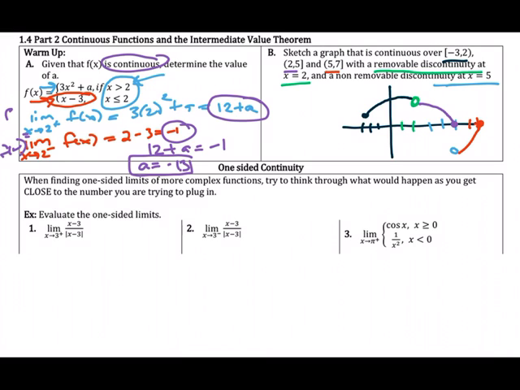Let's talk a little bit about one-sided continuity. When we are finding one-sided limits of more complex functions, we need to try and think about what would happen as we get close to the number that we're trying to plug in. But remember, in terms of a one-sided limit, we're not actually plugging in those values. Sometimes it's helpful to sketch a graph of the function. Sometimes it's helpful to just think about a number slightly bigger or slightly smaller than the number that you are plugging in. So let's look at number 1.